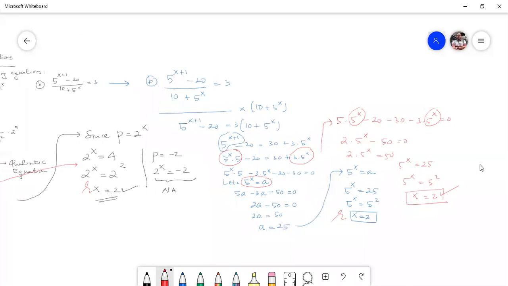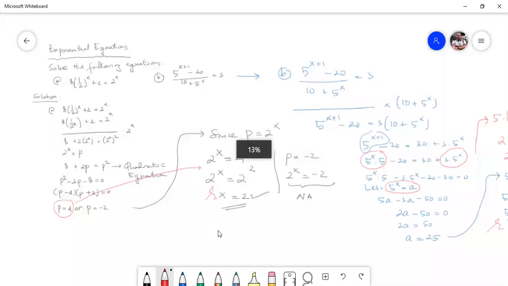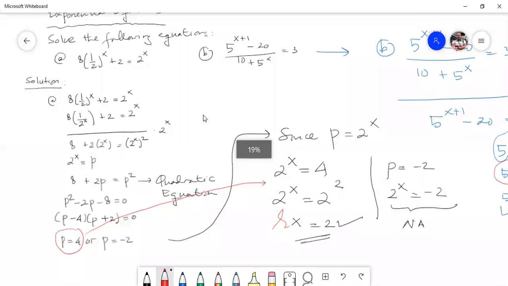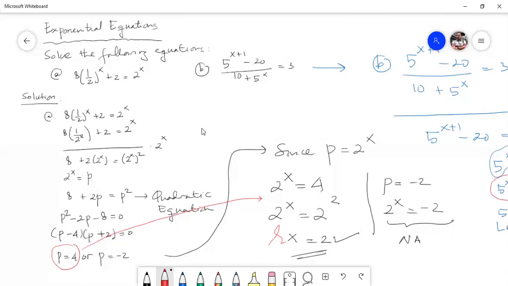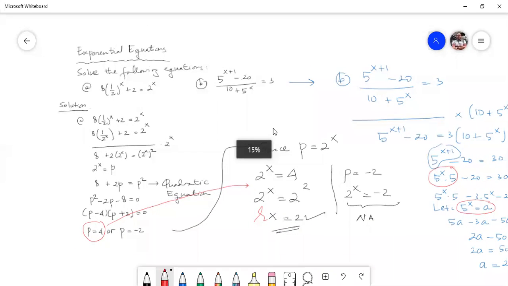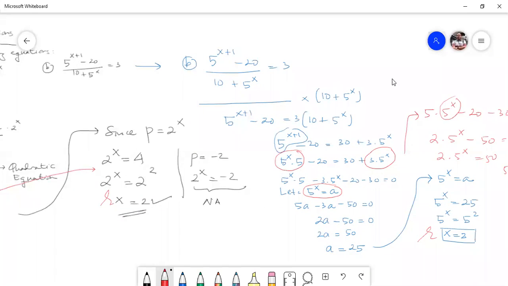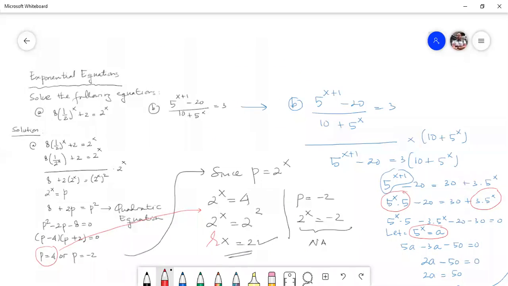What do you think for our discussion this morning? They are not that difficult. I think they are still easy. Hopefully you can understand this. I think that's for today about exponential equation.